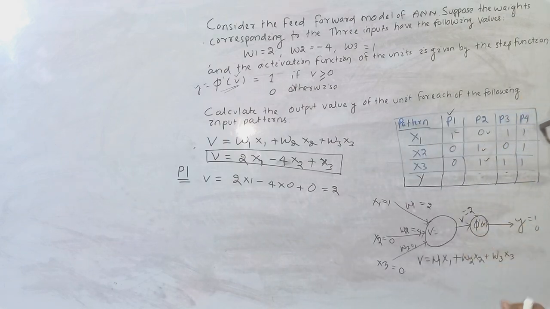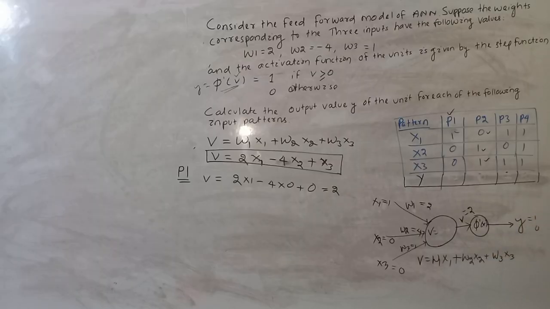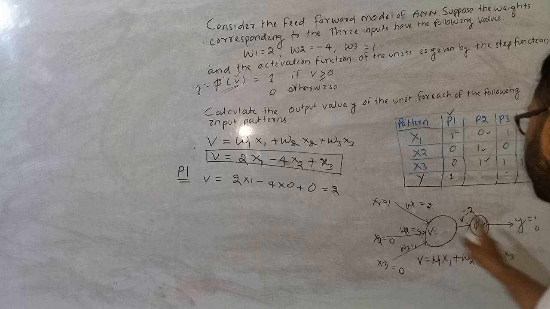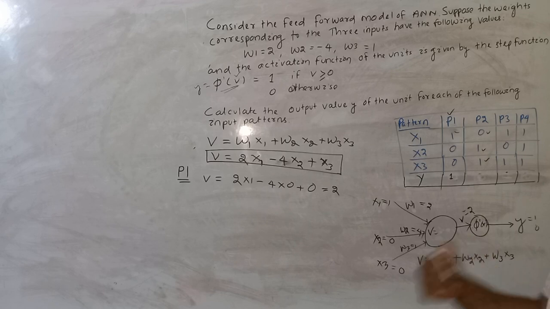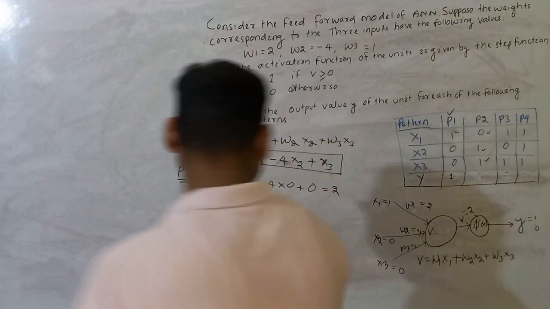Now my V equal to 2. Now you know that here we have to produce the output. So if the V value is greater than 0, output equal to 1. So I am writing output equal to 1. So here V value 2 is greater than 0, so its output equal to 1. So for pattern P1, this model predicts output 1. In the same manner, do it for pattern P2.